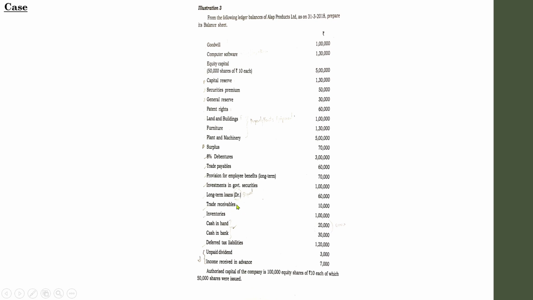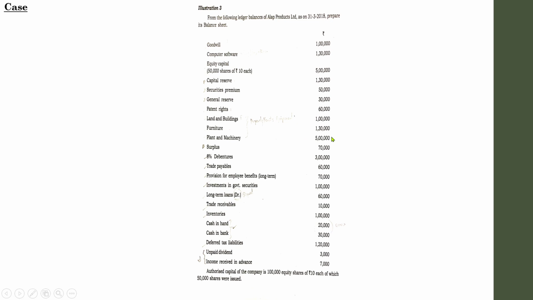Trade receivables, and other current assets is also another current asset that actually comes under the head trade receivables itself. Inventories, cash in hand, cash in bank, deferred tax liabilities, unpaid dividend, income received in advance. One is outstanding, another is received in advance. And finally, authorized capital of the company is 1 lakh equity shares of 10 each, of which 50,000 shares were issued. So this is how a typical question looks where you are asked to prepare the statement of financial position alone.